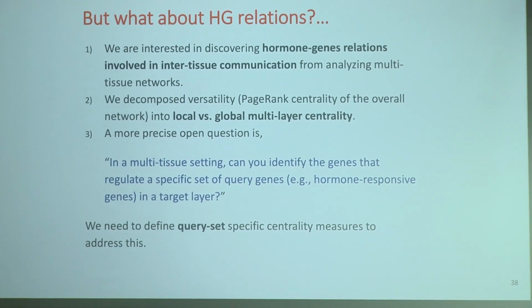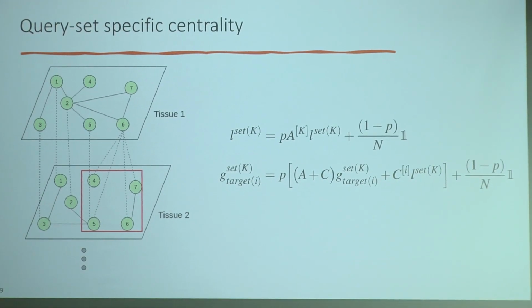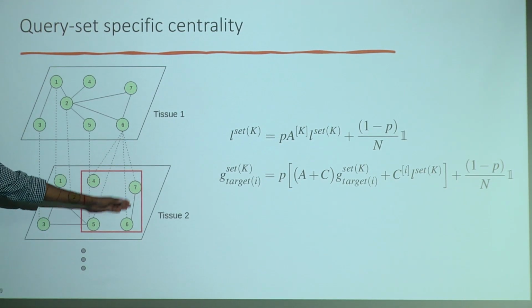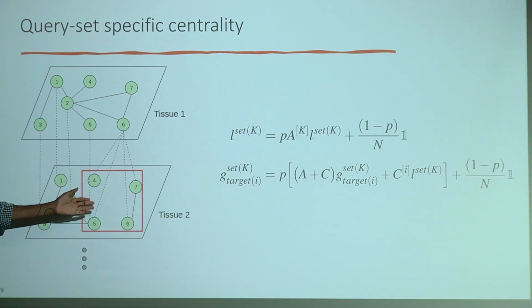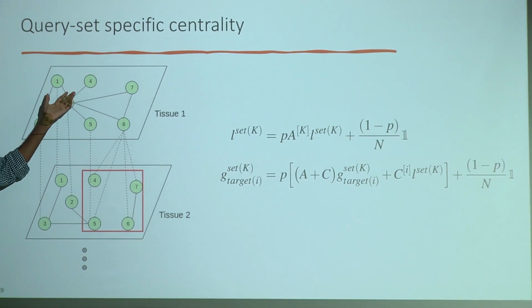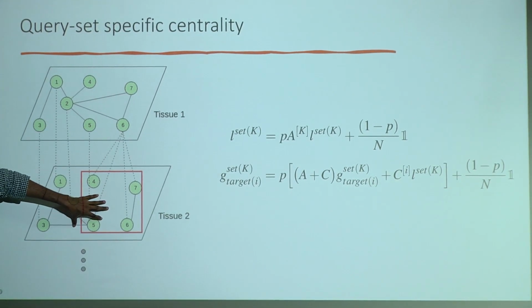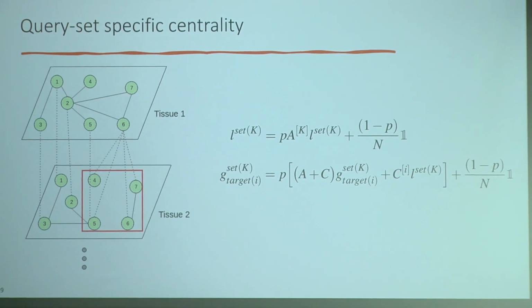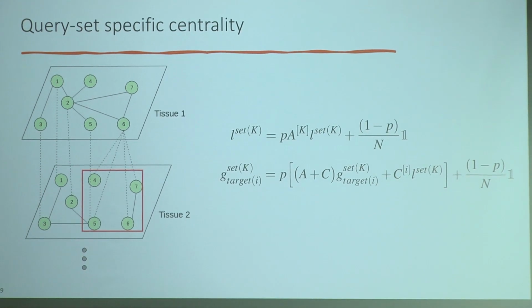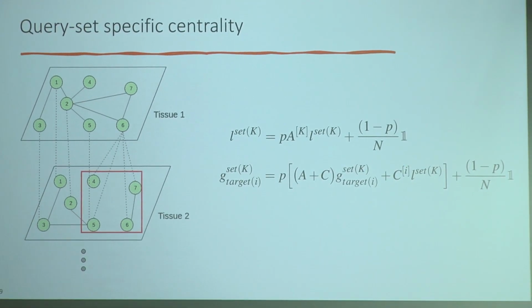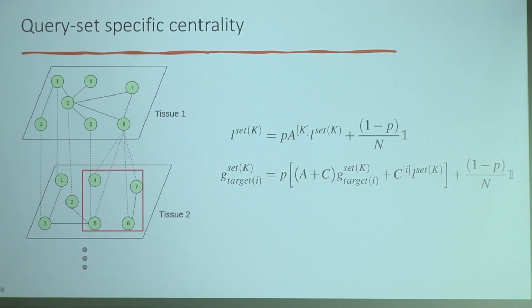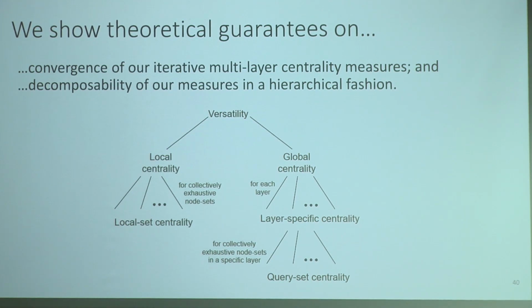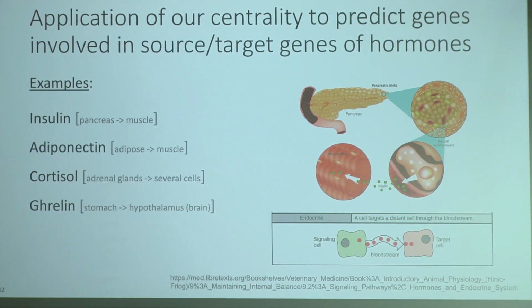You can then extend it to a setting where you have a query set of genes. In our case, if you have a hormone, the query set of genes will be insulin responsive genes, and you may want to predict insulin producing genes. So this may be pancreas, this may be muscle. I don't want to go into the details here, but you can extend the formula, prove certain theoretical properties, and apply it to empirical data obtained from GTEx. Again we get reasonable results, and I will just skip through this and say that these are some of the hormones that we have applied it to.